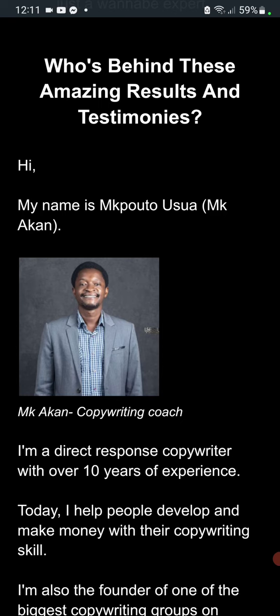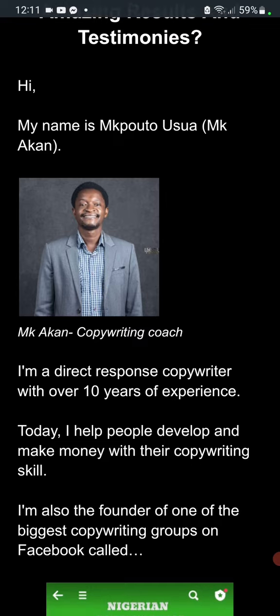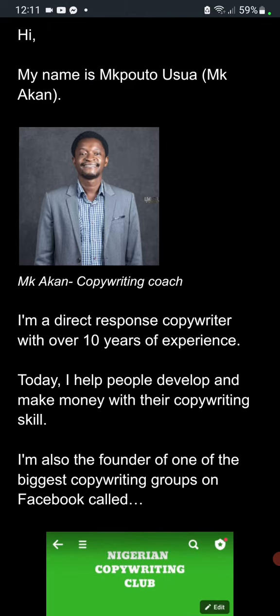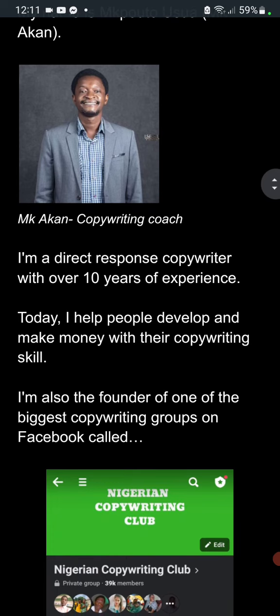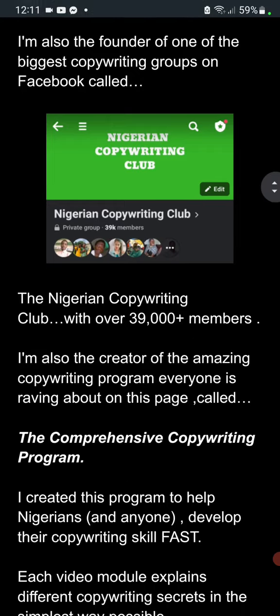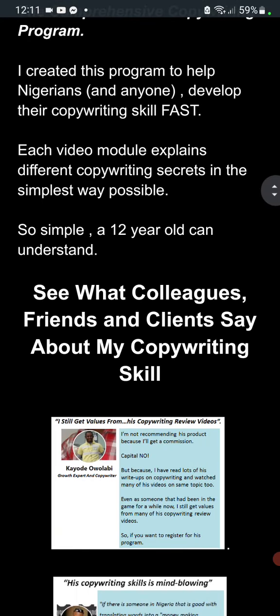So you can see that you can shift the different parts of your copy as long as you can make them flow well. Your credibility section, where you talk about who you are, what you have done, your successes, all of those things that can get people to see you as an authority, as an expert, can also be in your body copy. So this is me talking about myself, my experience, the Nigerian Copywriting Club, the different things that I have achieved as a copywriter. All of that is to project me as an expert in this space.